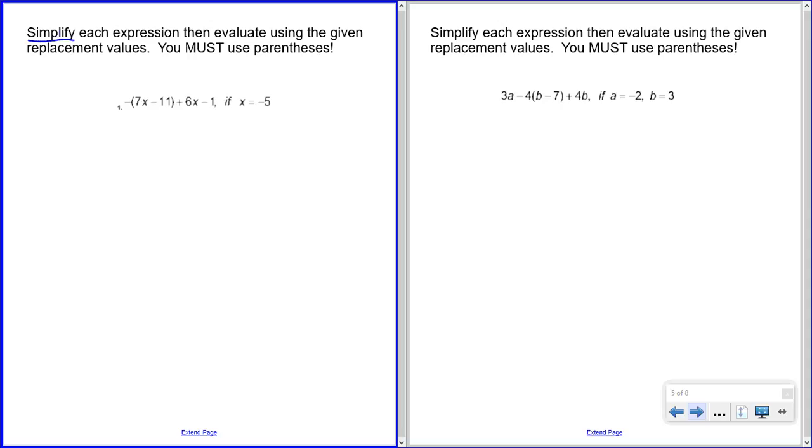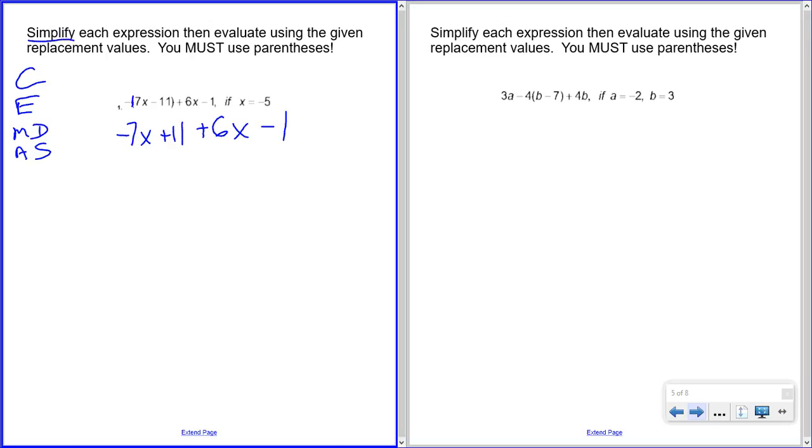So we have a -1 outside of here. We're going to start with the problem. I see groupings. We're still following GEMDAS to the fullest, right? We're going to do that to the best of our ability, okay? So now, to get rid of this parentheses, in order to combine everything, I have to multiply that negative, right? So what I'm going to use is a -1. So I'm going to multiply 7x by -1. I'm going to get -7x. I'm also going to multiply -11 by -1, positive 11, right, plus 6x minus 1.